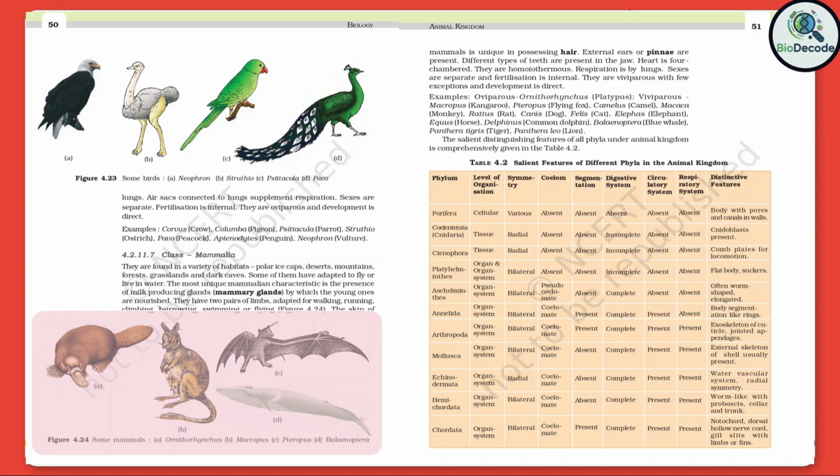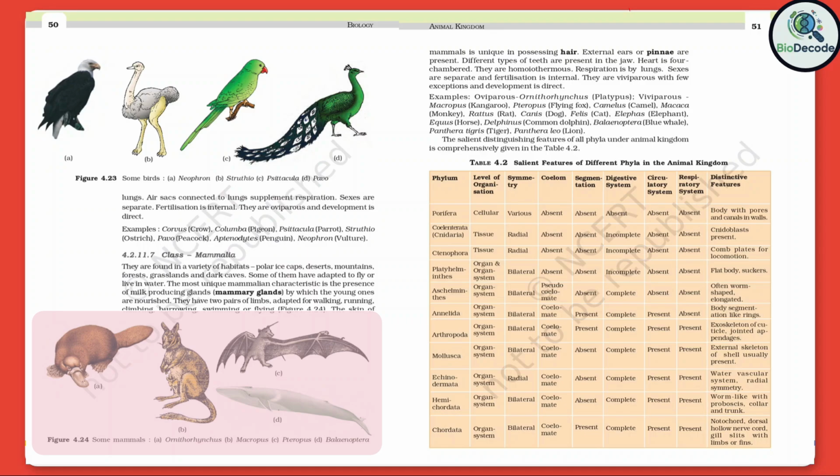C. Pteropus flying fox, a bat, a placental mammal capable of powered flight. The wings are modified forelimbs, while the body is covered with fur for insulation. The figure highlights the ecological role of bats in pollination and seed dispersal, showing behavioral and anatomical adaptations.